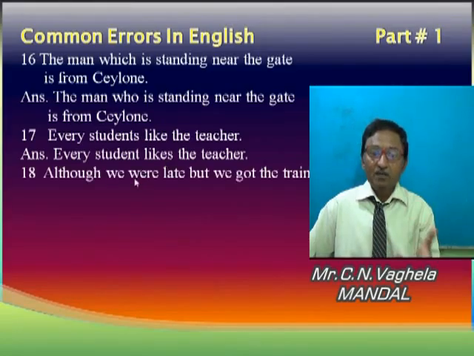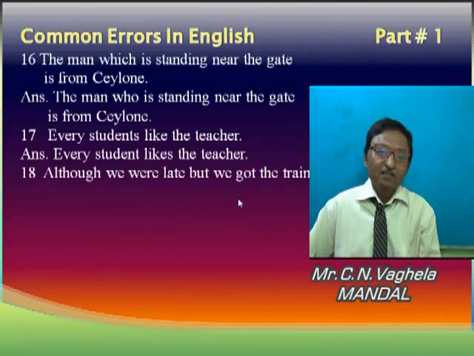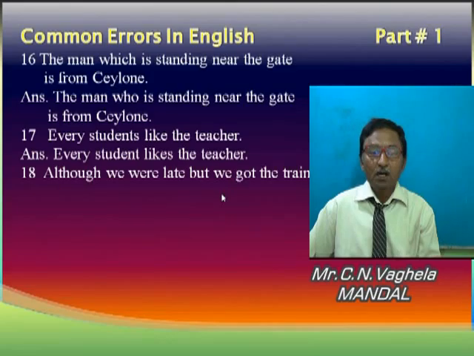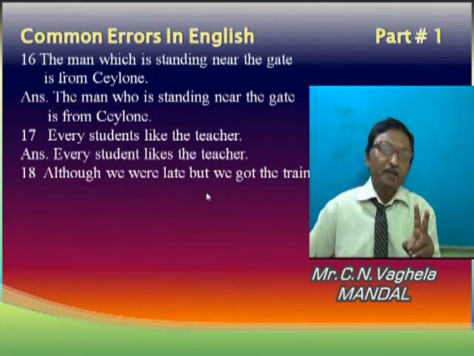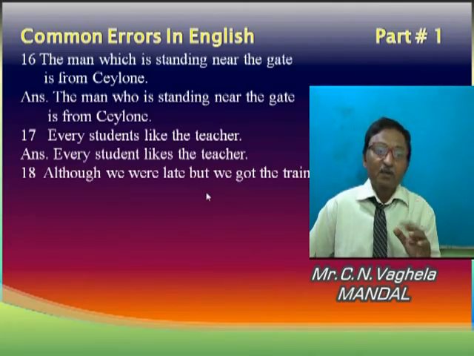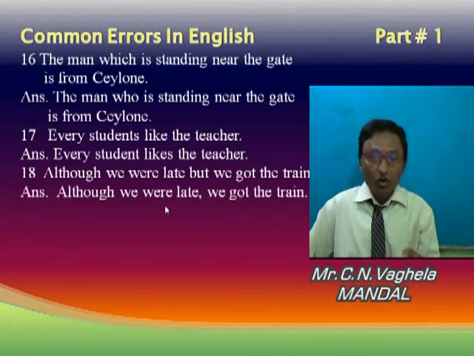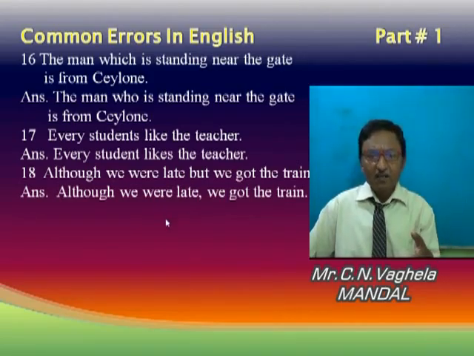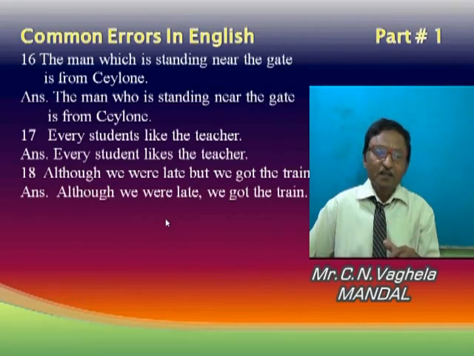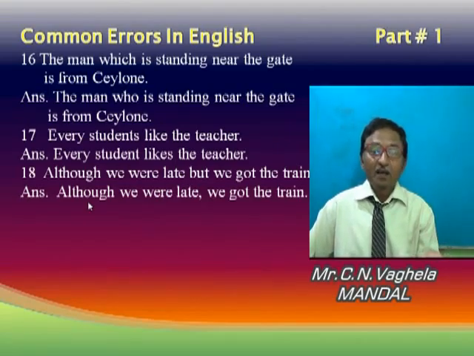Although we were late, but we got the train. There is a mistake of double connectives. We never use double connectives to join two sentences. So the correct will be: although we were late, we got the train. That is correct. Or you can say, we were late, but we got the train. Here it shows contrast, and two sentences are joined with a single connective. Although we were late, we got the train.